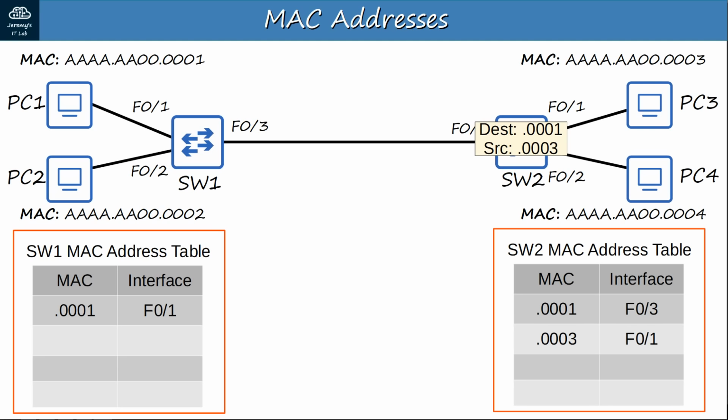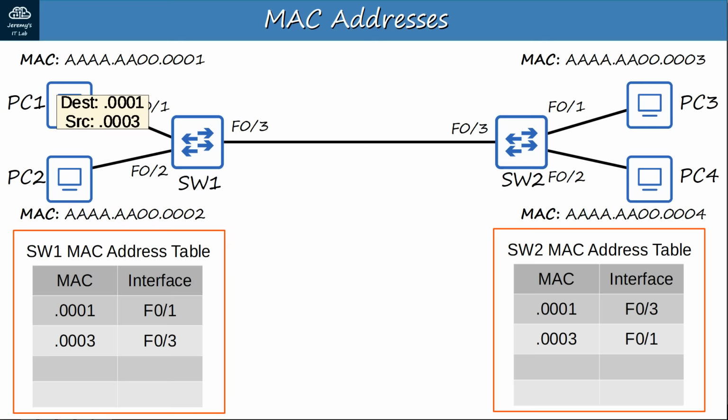Switch 2 already has an entry for the destination MAC address, AAAA.AA00.0001, in its MAC address table, so there is no need to flood the frame. Instead, it is forwarded normally out of the corresponding interface in the MAC address table, which is F03. The frame is received by Switch 1, which adds an entry for PC3's MAC address in its MAC address table, with the interface F03, since that's where it received the frame. Finally, since Switch 1 already has an entry for the destination MAC address in its own MAC address table, Switch 1 forwards the frame out of the corresponding interface, and it reaches its destination, PC1.